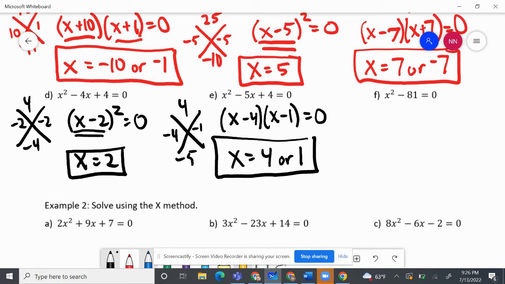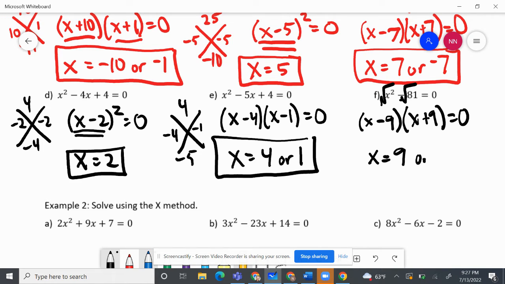And for letter F, we're going to do the same thing. We're going to take the square root, and when we do that, we get x minus 9 and x plus 9. So x is equal to 9 or -9.